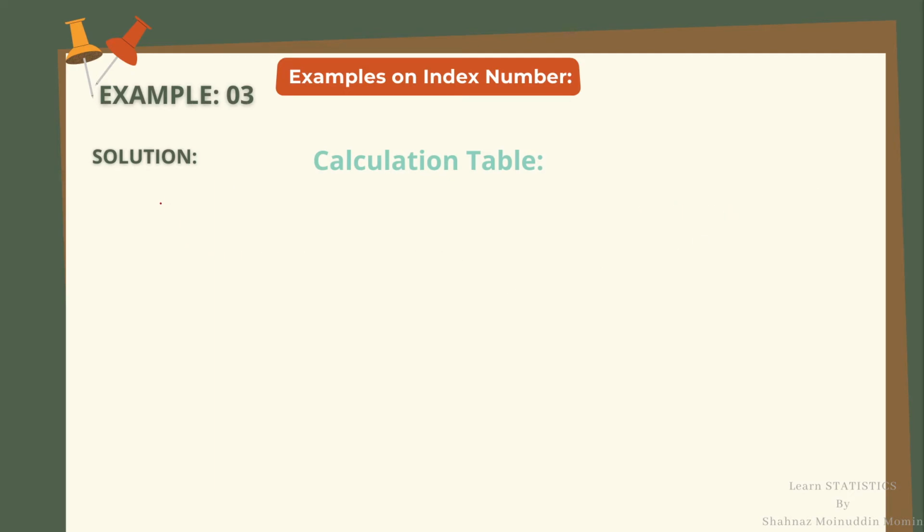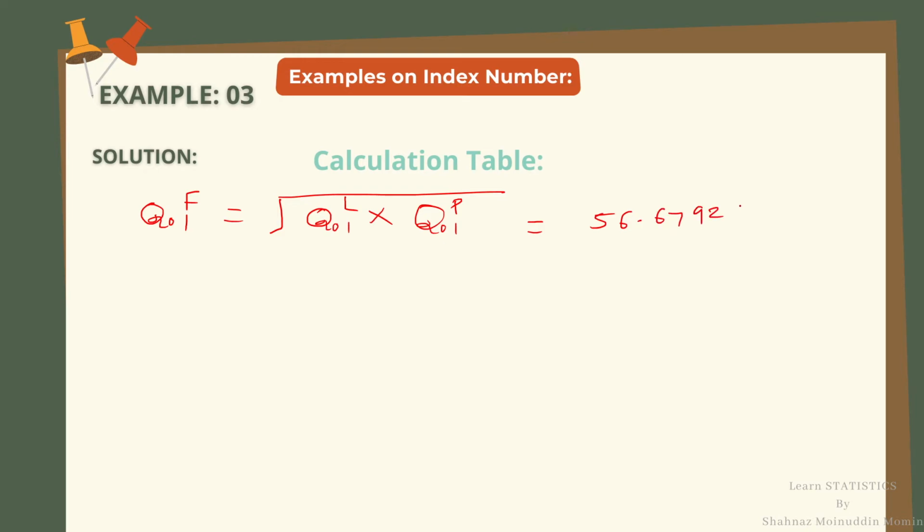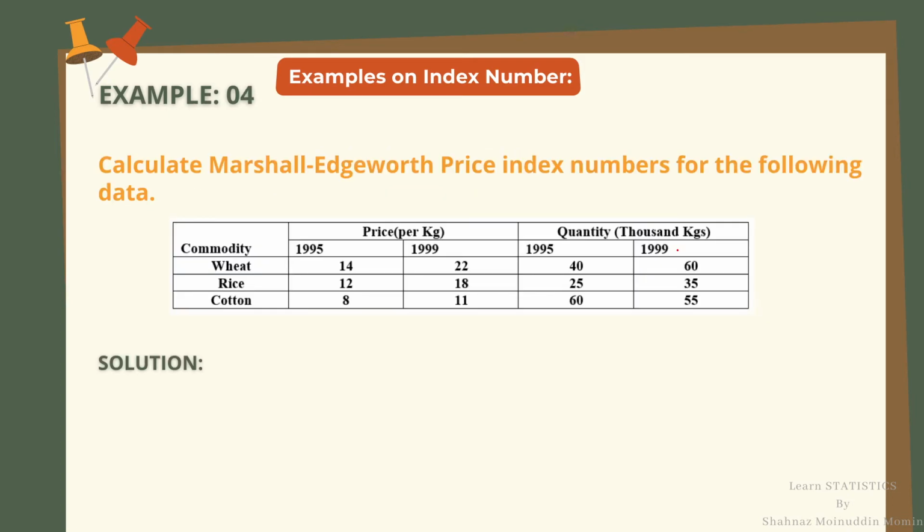Similarly, the Fisher's quantity index number is nothing but the geometric mean of Laspeyres quantity index number and Paasche quantity index number. By substituting the values, we get the answer 56.67929.